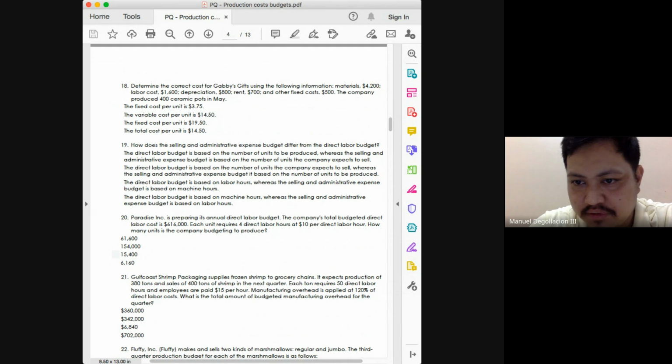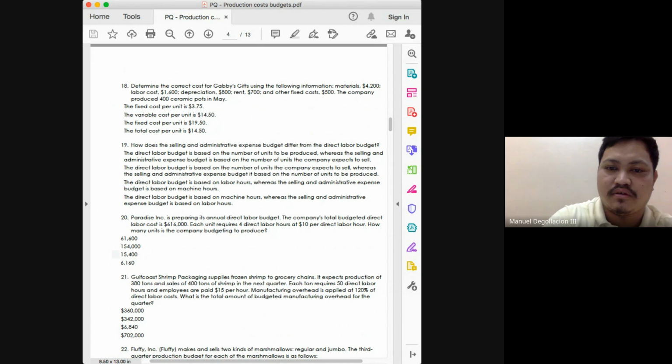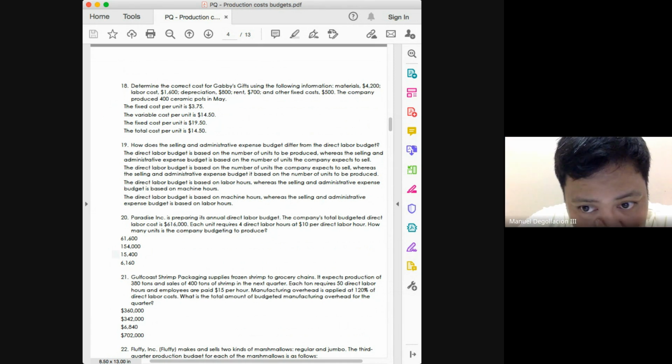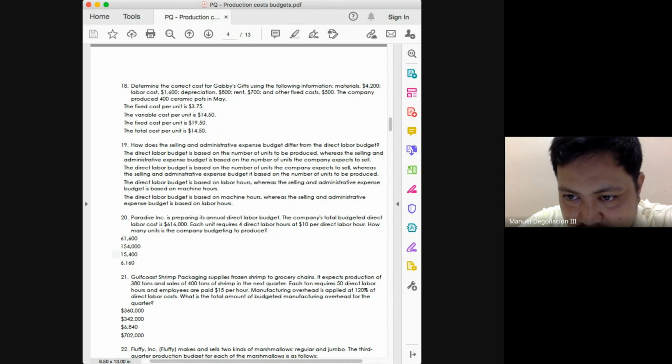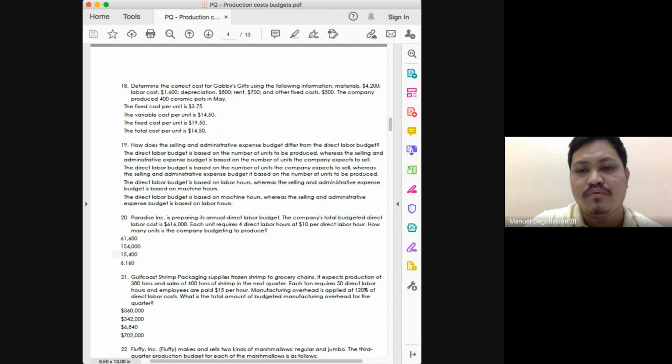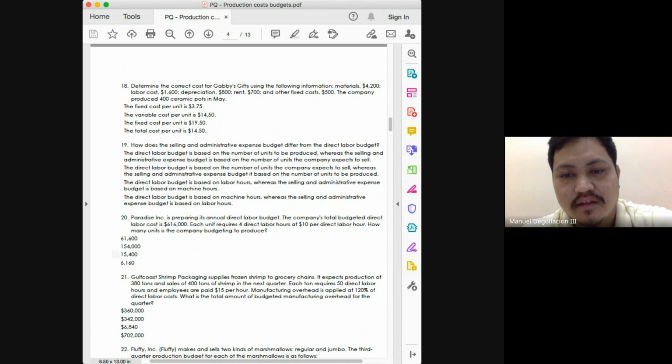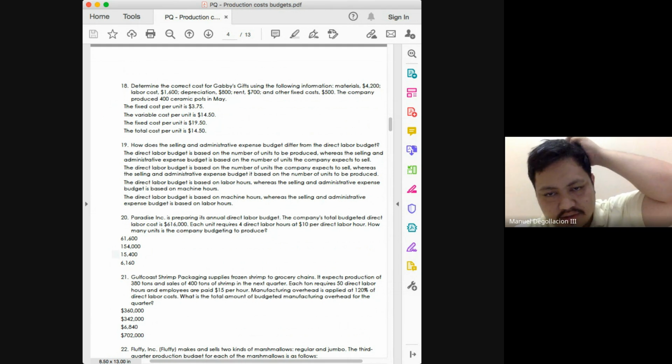The direct labor budget is based on the number of units the company expects to sell. That's wrong. Third choice, the direct labor budget is based on labor hours. Could be, whereas the selling and administrative expense budget is based on machine hours. Not necessarily. Okay, and no, definitely not. Machine hours would be part of your manufacturing overhead budget, not part of your selling and administrative budget. The direct labor budget is based on machine hours, whereas the selling and administrative budget is based on labor hours. Okay, that choice is still incorrect.